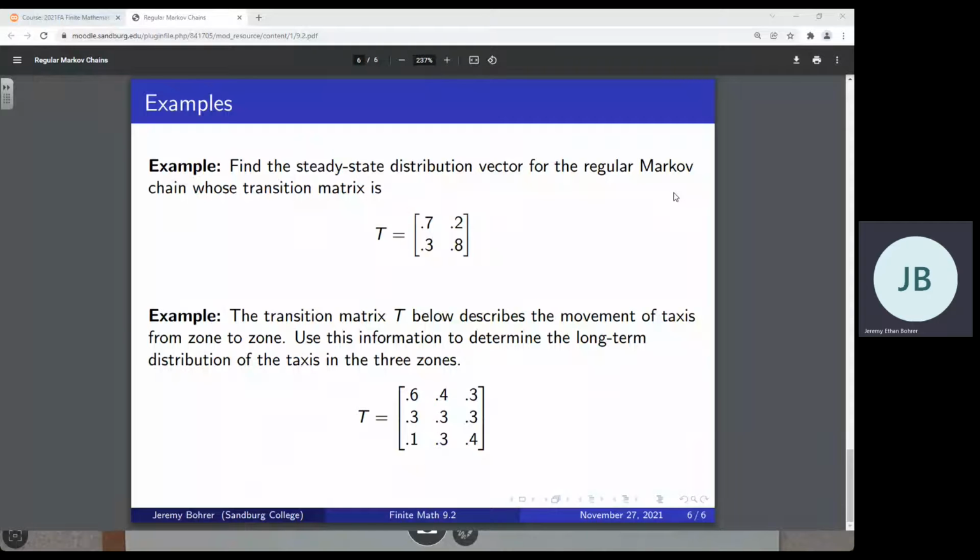All right, in this video, we're going to look at these examples on page 6 of the 9.2 slides. This first example is to find the steady state distribution vector for the regular Markov chain whose transition matrix is T equals 0.7, 0.3, 0.2, 0.8.